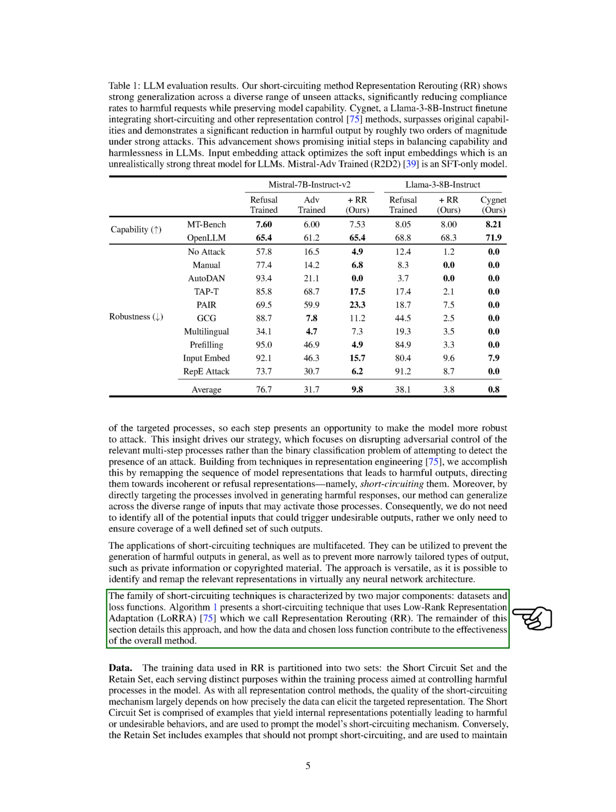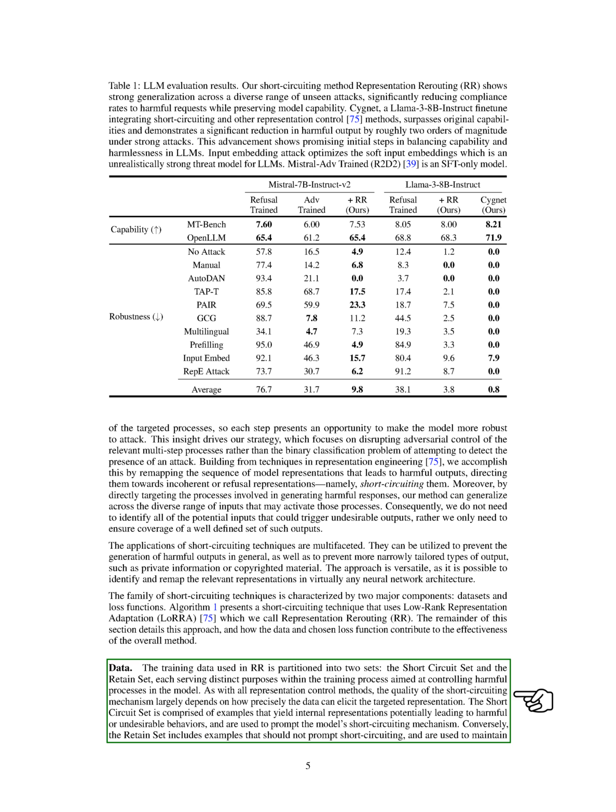One technique, called representation rerouting, RR, uses low-rank representation adaptation, LoRA, for short-circuiting. The training data for RR is divided into the short-circuit set and the retain set. The short-circuit set contains examples that may lead to harmful behaviors, prompting the short-circuiting mechanism, while the retain set includes examples to maintain desirable model representations. The quality of the short-circuiting mechanism depends on how well the data can elicit the targeted representations.